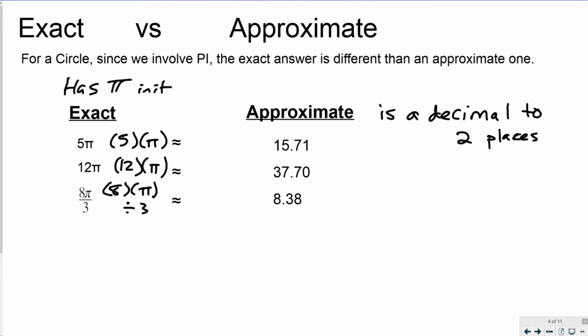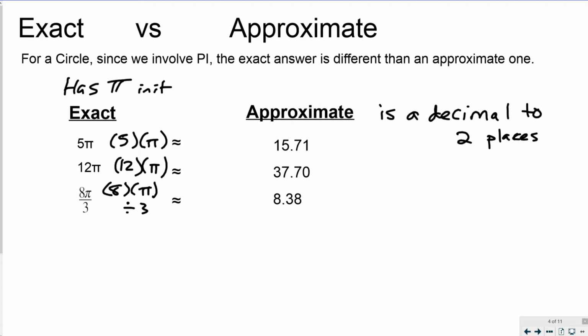Exact versus approximate. So starting with this section, I'm going to ask for exact versus approximate because with circles, you can't really be exact unless your answer has pi in it. And so I'll give you an example. 5 pi would be the exact answer for area of a circle, whereas approximate area of a circle would be 15.71. 12 pi would be the exact area of a circle, whereas the approximate would be 37.7.